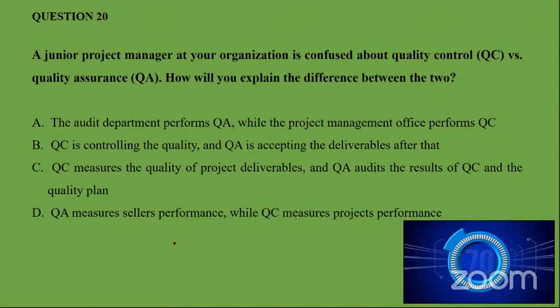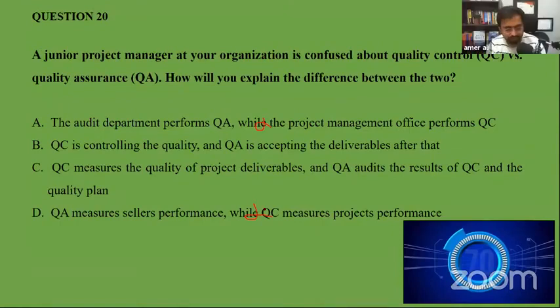QC is controlling the quality and accepting measure. Here the one project and the audit department perform quality control. Measure the quality of QC, controlling the quality, to accepting it after that. I think option A and option B are not suitable. And in option B and C, QC is controlling the quality, QA is accepting the deliverables after that. Option C is QC measures the quality of project deliverables, QA audits the result of QC and the quality. I think option C is more suitable.